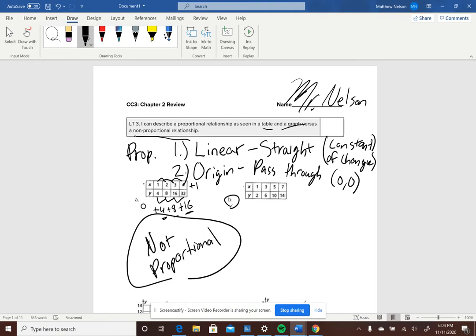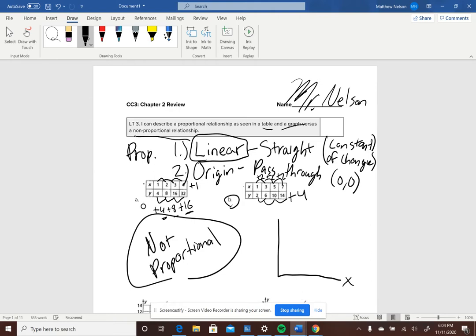Looking at part B now, do the same thing. Right now we're going up by 2 for our x each time. And then for our y, we're going up by 4 each time. There is our constant rate of change. And so it has met that first requirement of, is it linear? But now we have to look at, would this pass through the origin if we were to graph it? So let's go ahead and do that.